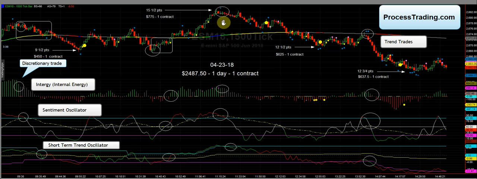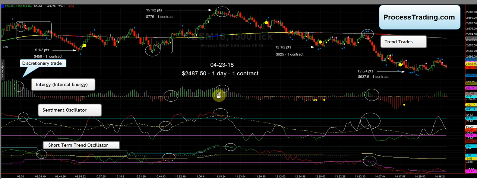But in this case, we're actually going against this, making a contrarian or counter-trend trade. So we got out of our previous trade right here, and now we're getting into a trade to the downside. Why are we doing that? Well, we look down to the Energy.